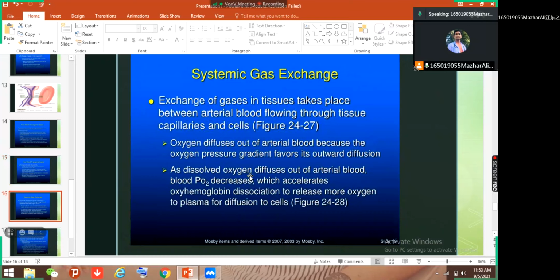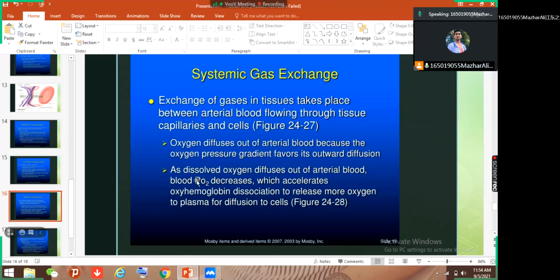So outside the tissue, what is the capillary? Capillaries also come from arterial blood, so artery and capillary. Exchanges of gases in tissue take place between arterial blood that flows through the capillaries and cells. Oxygen diffuses out of arterial blood because the oxygen pressure gradient favors outward diffusion. So this is how the exchanges take place.